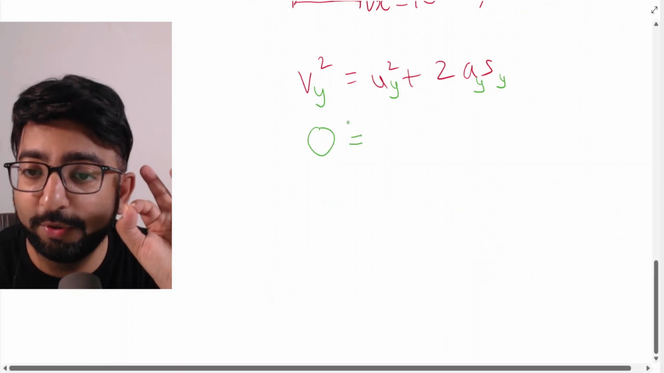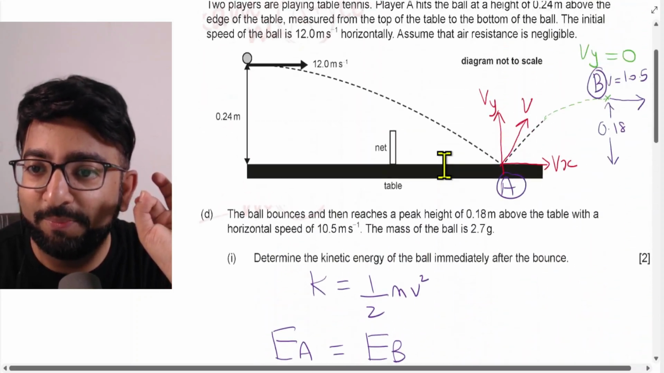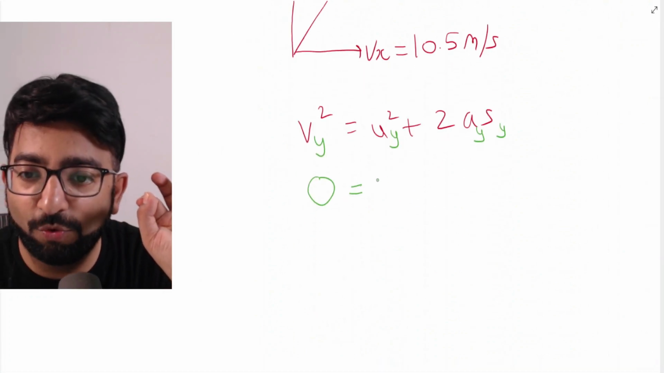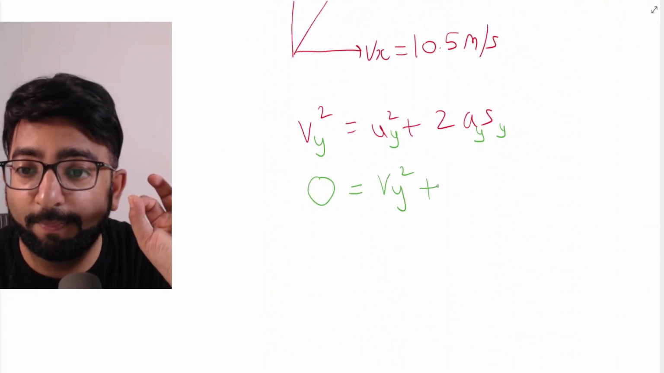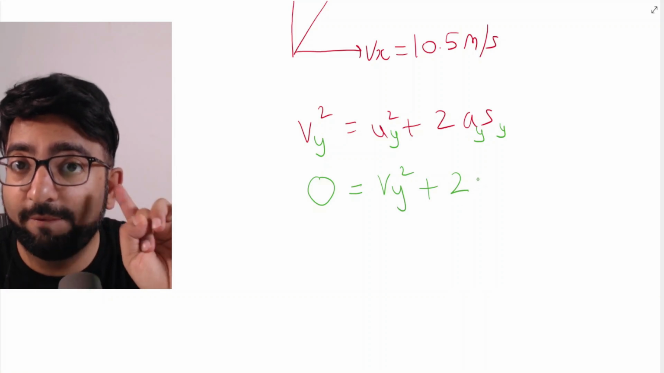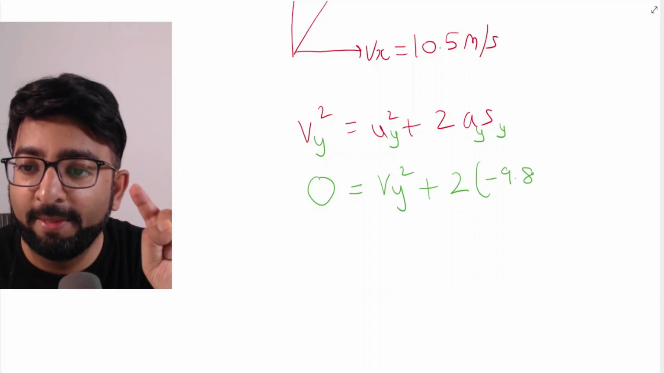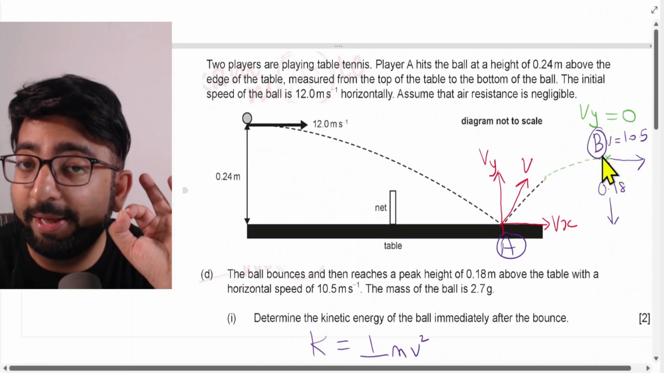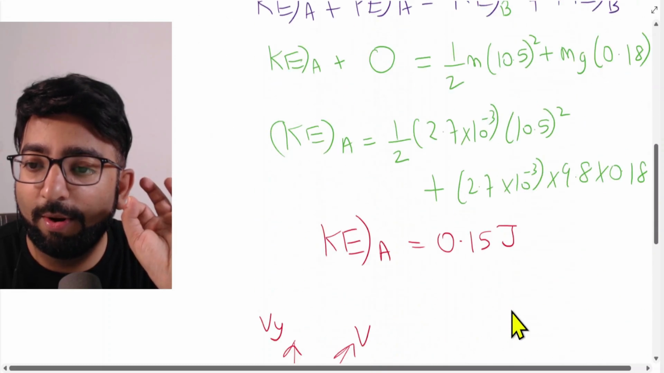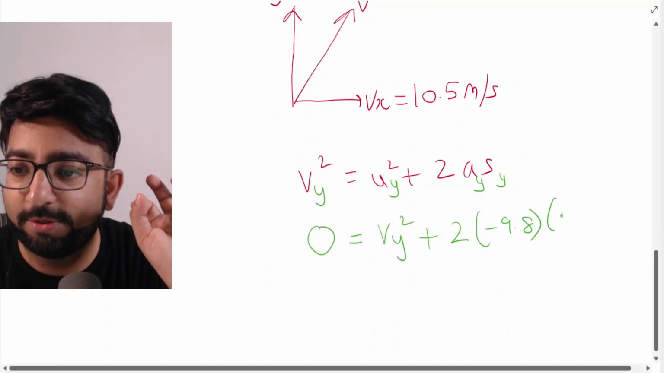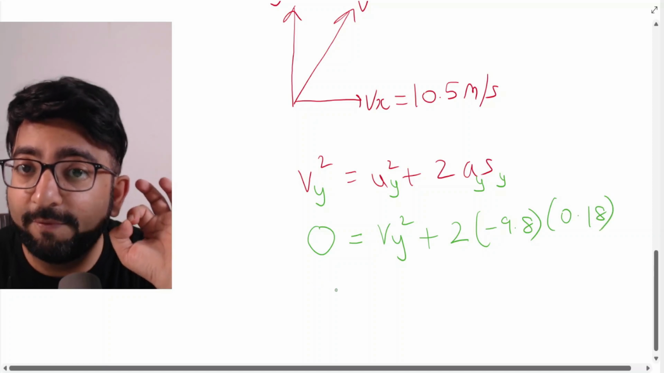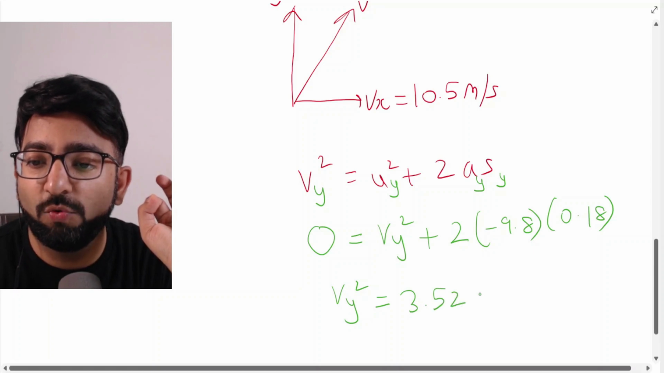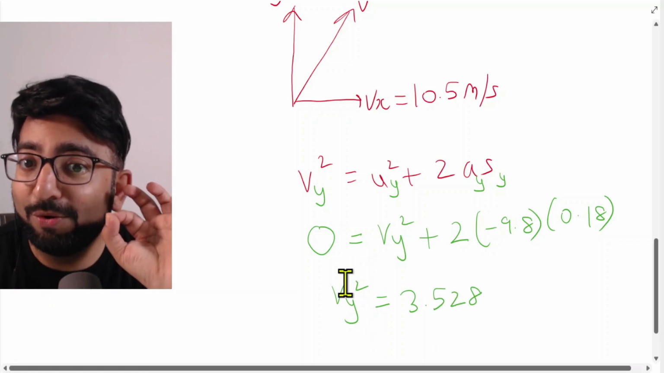Initial velocity we are supposed to find. And incidentally, in this question, initial velocity is Vy only. So let us write Vy instead of Uy. We'll write 0 equals Vy square plus 2 times the acceleration along the y-axis, which is negative 9.8. And the distance, if I go back to the diagram, this is your SY, displacement along the y direction, which is 0.18 meters. So we'll write 0.18. And now if we simplify this, we will get Vy squared as 3.528.